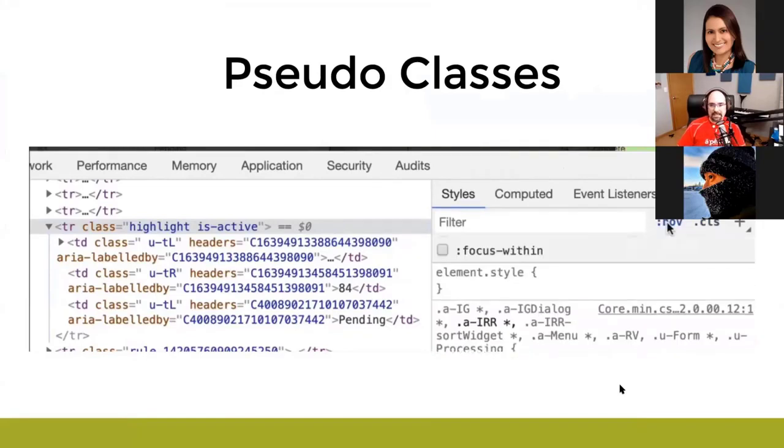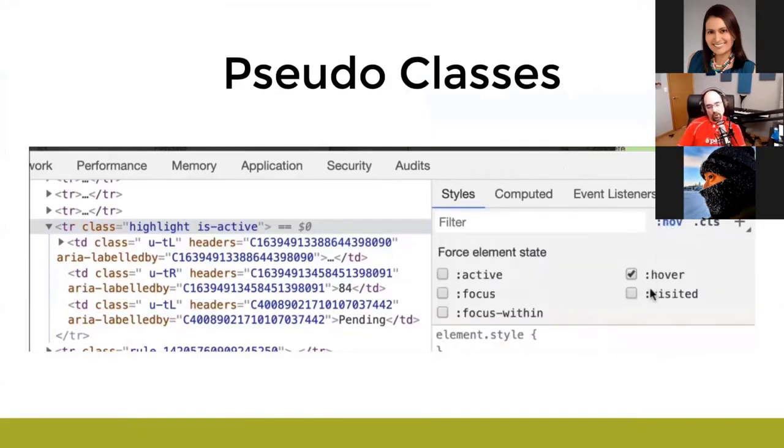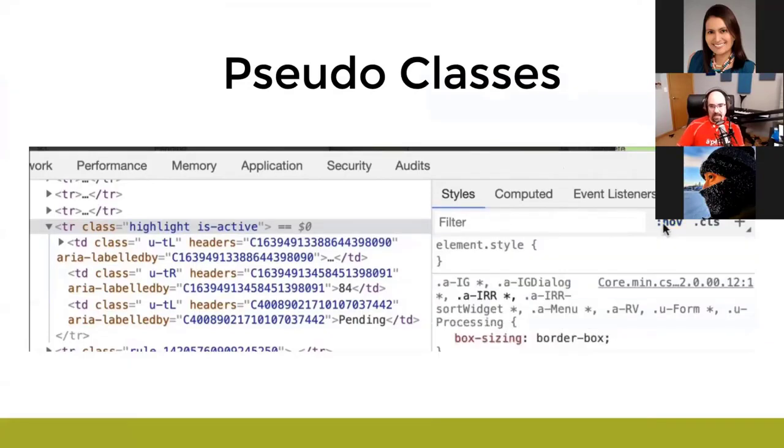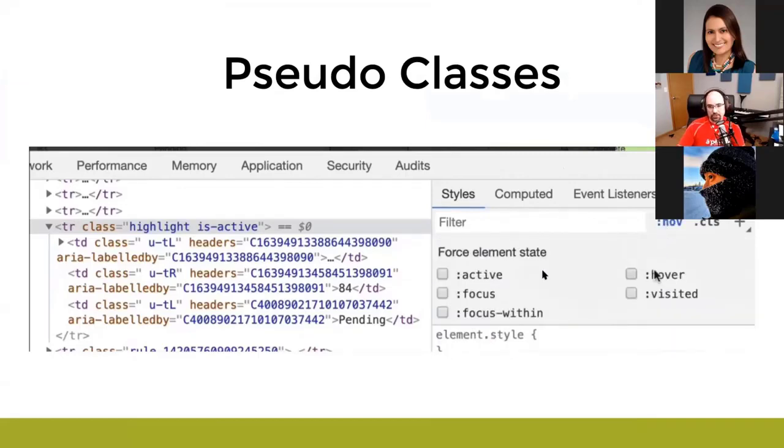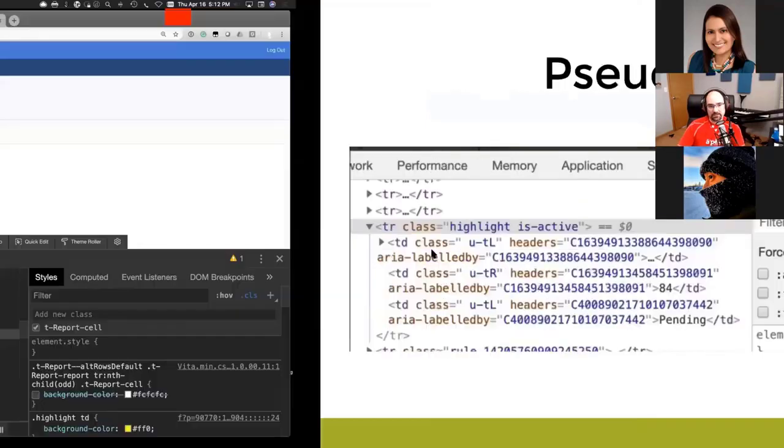Pseudo classes. So you've noticed what happens when you hover over things. Sometimes something special happens, or the focus. Well, it turns out that the hover and the focus are called pseudo classes. So let's do an example.